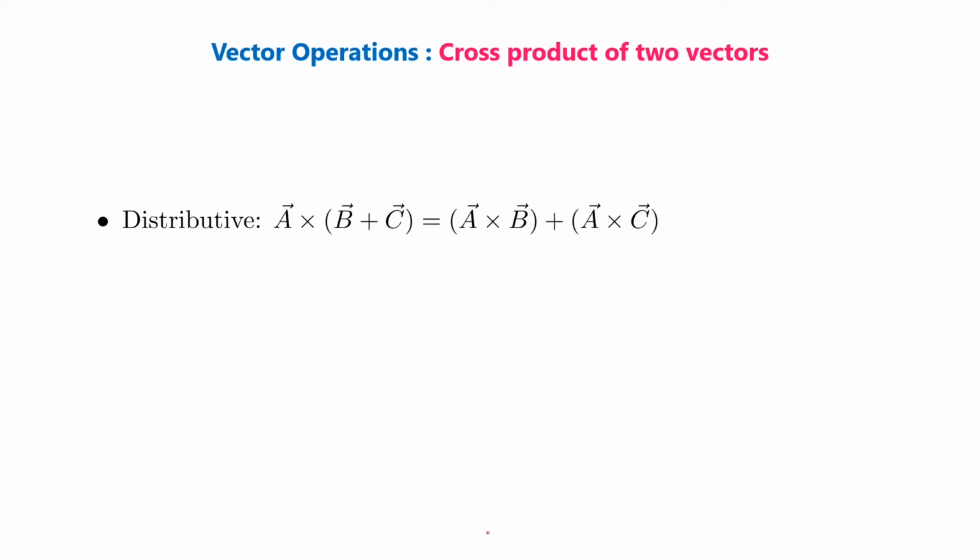The vector cross product is distributive. That means that vector A cross (vector B plus C) is equal to vector A cross vector B plus vector A cross vector C. And the vector cross product is not commutative because vector B cross vector A is not equal to vector A cross vector B. In fact, vector B cross vector A is equal to negative of vector A cross vector B.